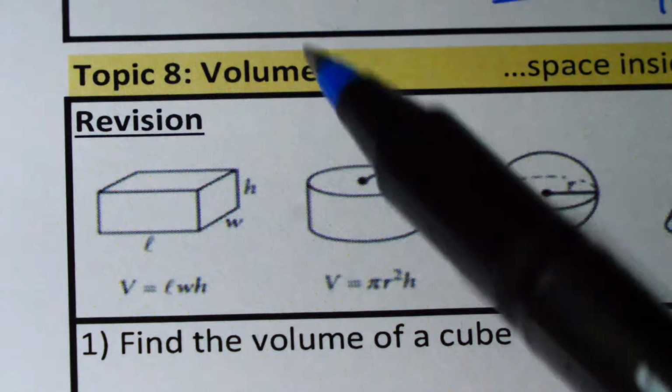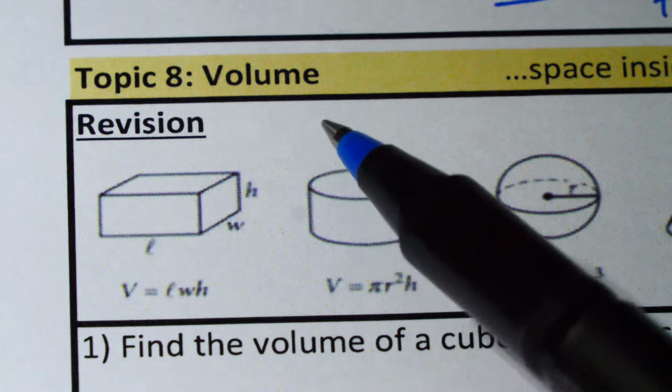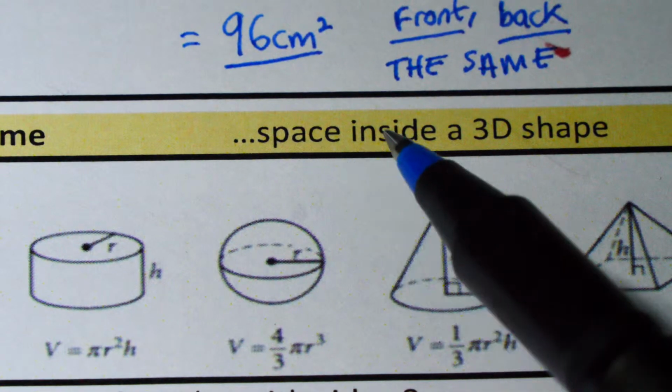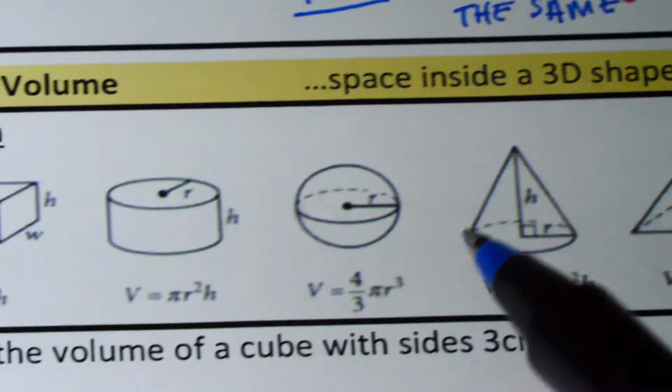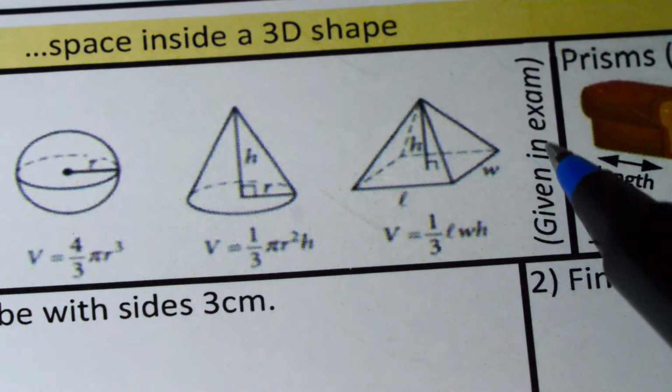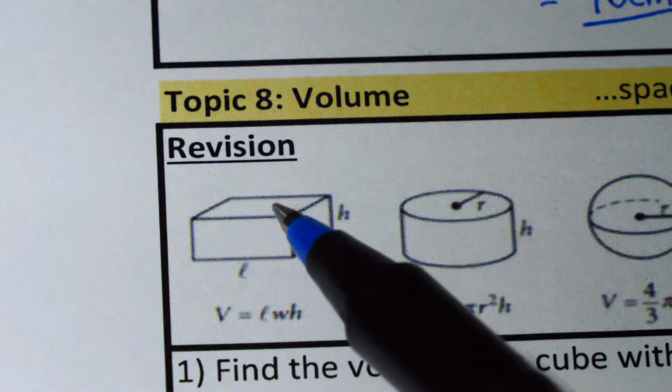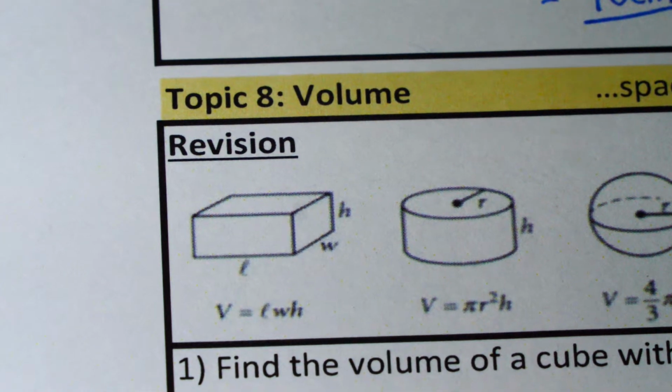Topic 8 is volume. The volume is the space inside a 3D shape. You can see all these different 3D shapes here. The volume means the space inside this 3D shape.